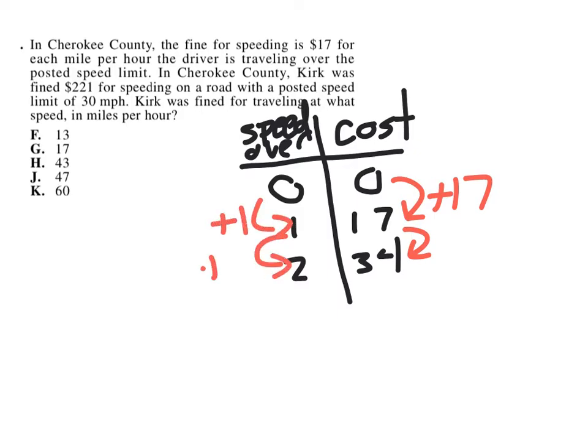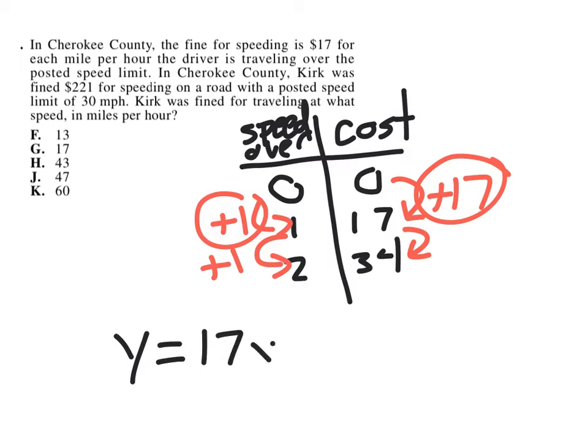So if I think about the slope of my line, it would be 17 over 1, change in Y over change in X. So I could find the cost that I'm going to have to pay is equal to 17 times X, which is how many miles per hour I'm over. Now I know in this situation that my cost is $221. So I'm going to plug that in as my Y because I know how much I'm having to pay in the end. So that would be $221 is equal to 17X.